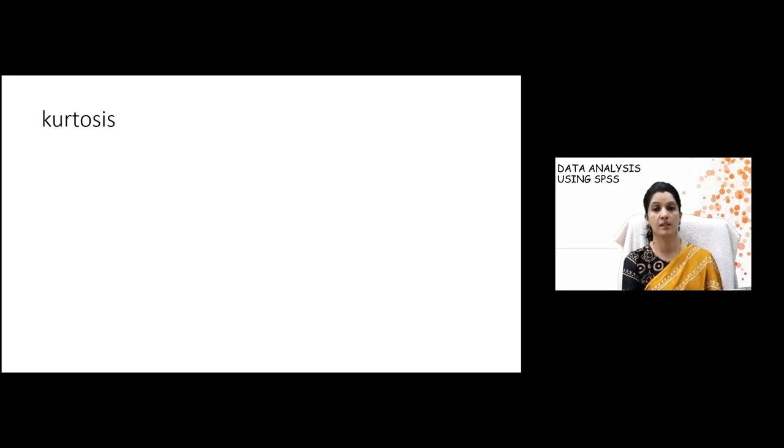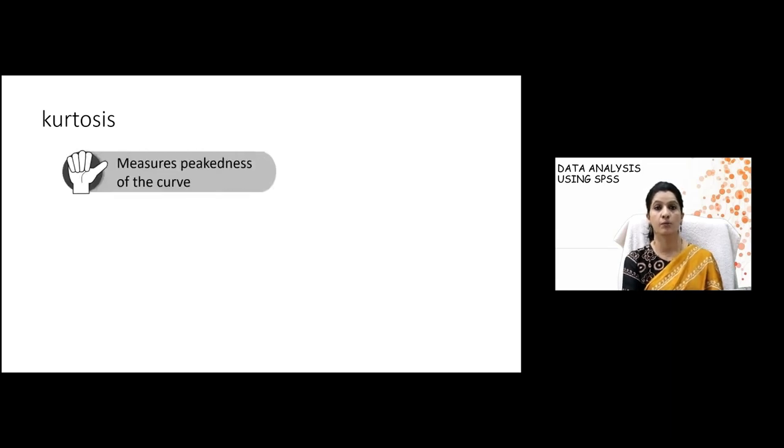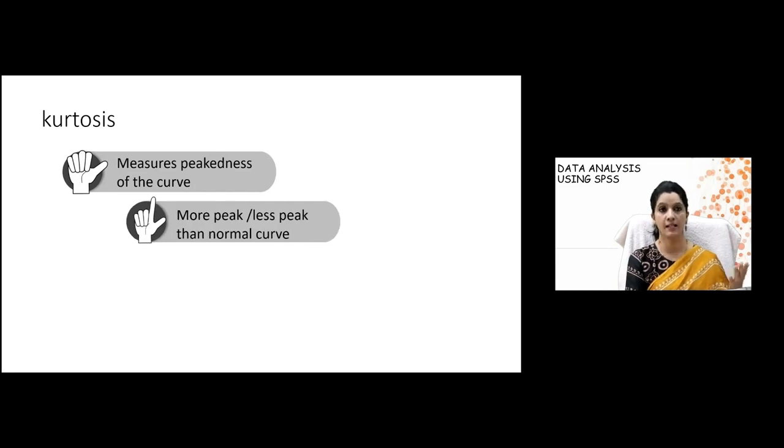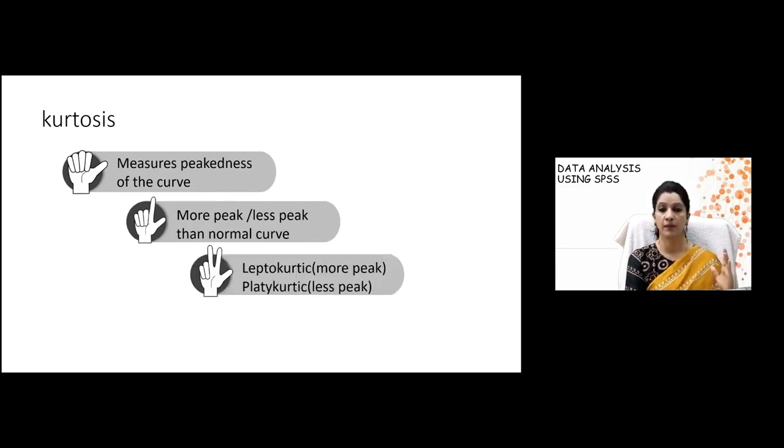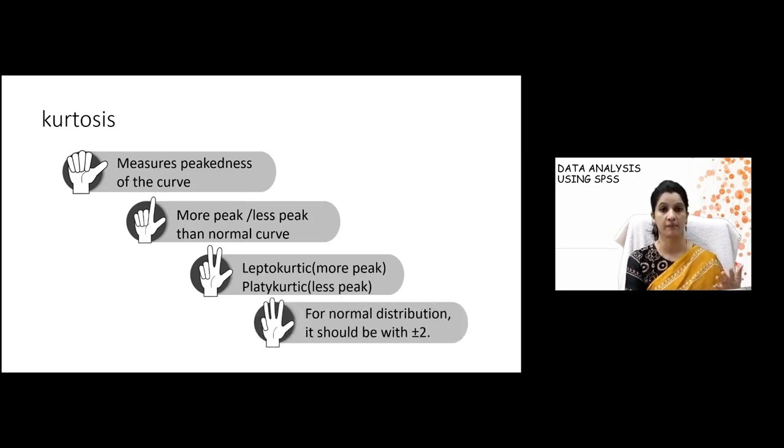Kurtosis measures the peak of the graph. So more peaked graph, more kurtosis; less peaked graph, less kurtosis. If it is a more peaked graph, we call it leptokurtic, and if it is less peaked, meaning flat, we call it platykurtic. And again, for normal distribution, the value should be plus or minus 2.